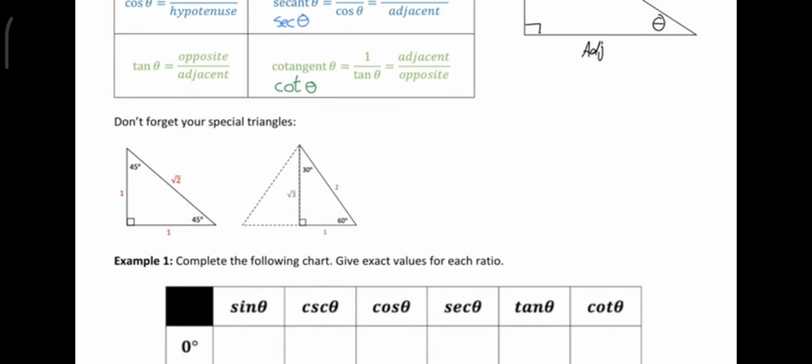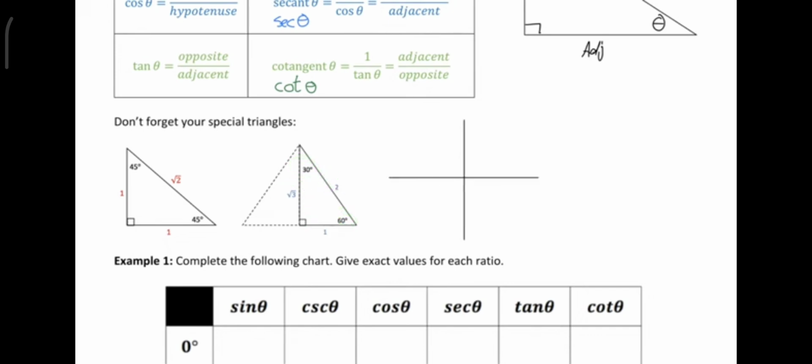Before we do any questions with this, I'm going to remind you of a couple tools you're going to need to remember. You need to know your isosceles special triangle with angles of 45, 45, 90, and side lengths of 1, 1, and root 2. You also need to know this half equilateral special triangle. The angles are 60 and 30, and the side lengths are 2, 1, and root 3.